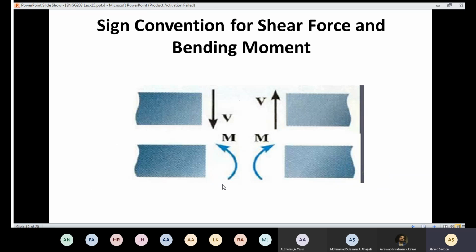And regarding the sign convention, it is going to be the same sign convention that we had in the last lecture. If you are going to work with the left part, the positive sense for the shear is going to be down, and for the moment it is going to be counterclockwise. If you are going to work with the right part, the shear which is up is going to be positive. The moment that rotates counterclockwise is going to be negative.